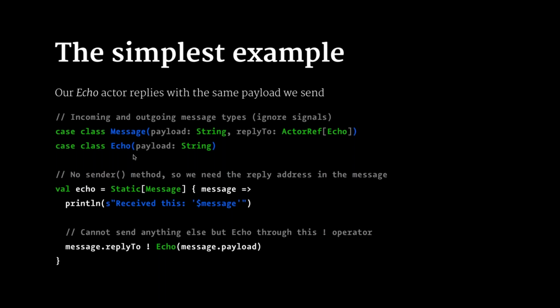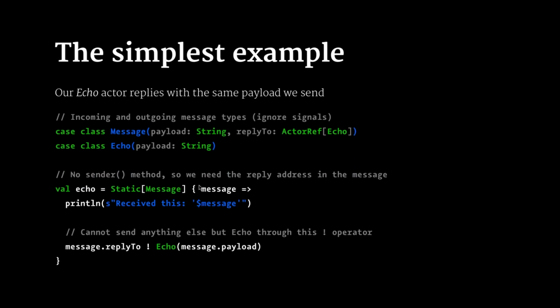So now I've defined my 2 types of messages, message and echo. Echo is what the actor is going to send back to me. And now, instead of defining a class for my actor, I'm going to define a behavior like this. I'm using static, which again is the simplest behavior constructor I have. Static has one type parameter, which is crucial. It's the type of messages that I can send to that thing. So this behavior is only going to allow me to send objects of type message.